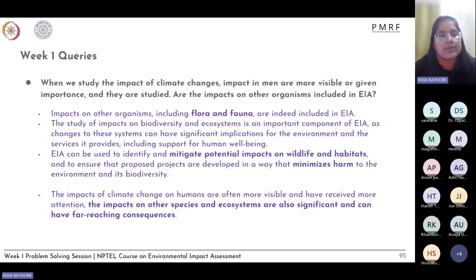So in EIA, we try to identify and mitigate the potential impacts on wildlife and habitat and ensure that the proposed projects minimize the harm to the environment and biodiversity. So impacts on other species and ecosystems are also significant and have far-reaching consequences, and EIA considers both the other organisms as well as humans in the study. I hope that gives a much better clarity to the domain of what EIA considers. So it considers both flora and fauna, including humans.